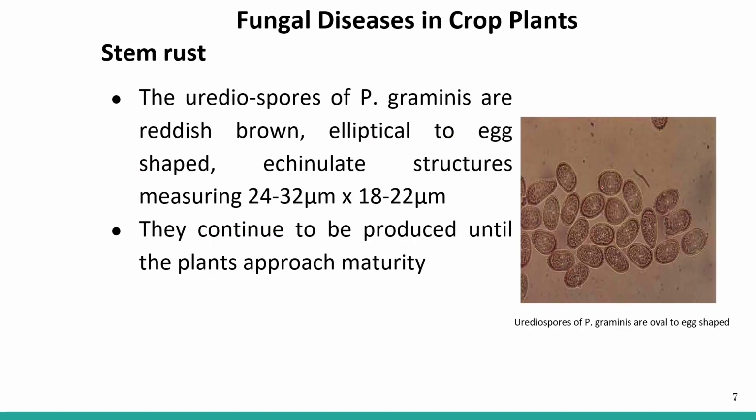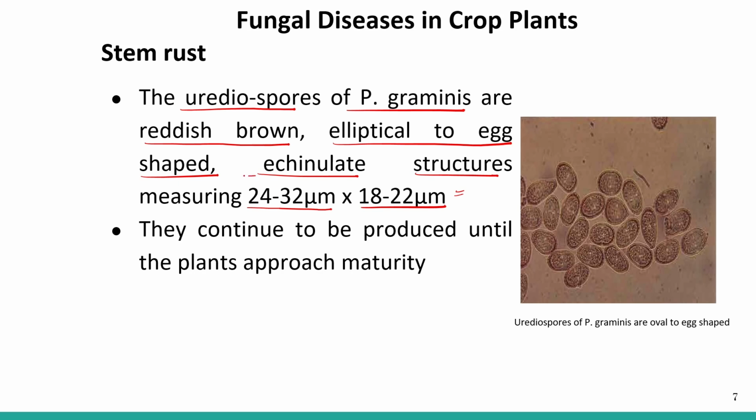The urediniospores of Puccinia graminis are reddish brown, elliptical to egg-shaped, echinulate structures measuring 24 to 32 micrometers by 18 to 22 micrometers. So this is the measurement of the urediniospores. They are reddish brown. Here is the microscopic structure showing the urediniospores.